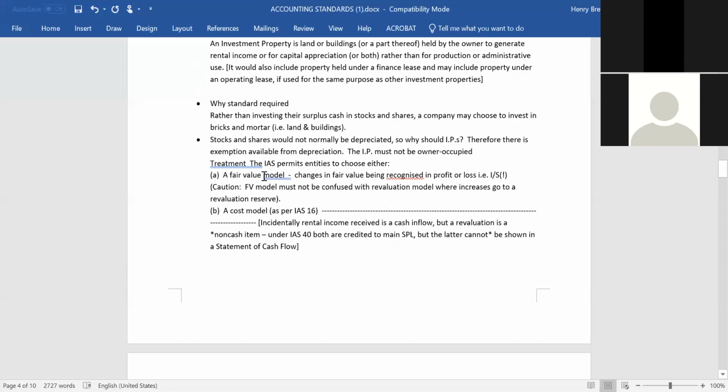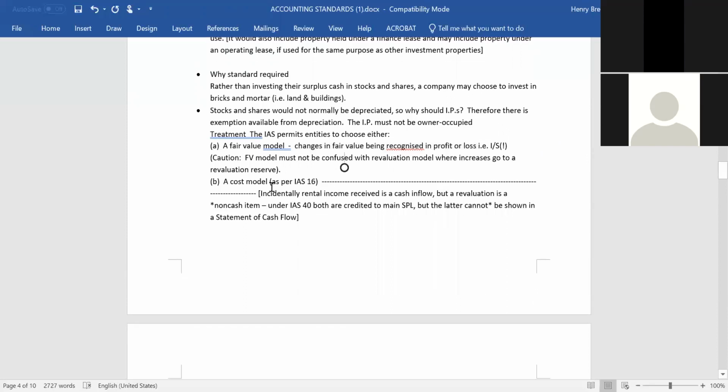If we use the fair value model, then the changes in the fair value are supposed to be recognized in the P&L account. What are we saying over here? At the beginning of the year, the fair value of the investment property was, let's say, $2,000. At the end of the year, it has changed to $3,000. The difference, which is 1,000, is supposed to be recognized in the statement of profit and loss account as a gain. So that is what we are talking about.